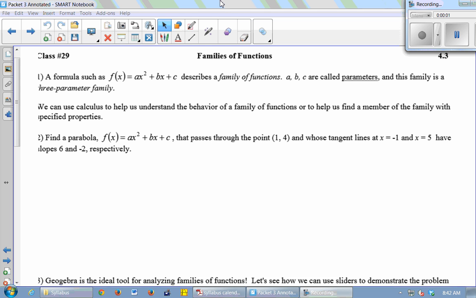About families of functions today. So a formula like f of x equals ax squared plus bx plus c describes a whole family of functions for different values of a, b, and c. This particular family is called a three-parameter family because there are three constants a, b, and c that you can substitute different values in for. So we happen to know about this family. This is the family of quadratic functions, right, or parabolas.